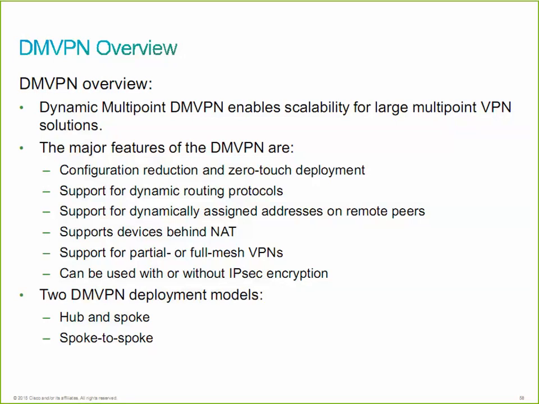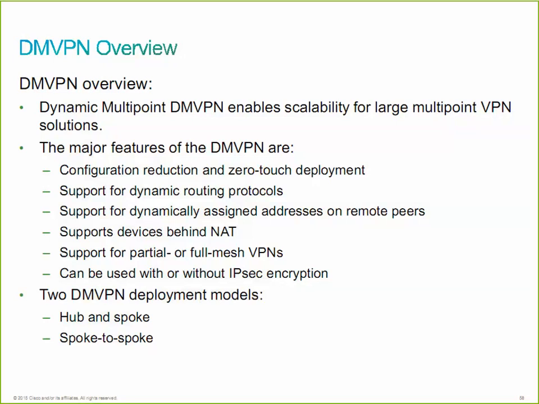A DMVPN with dynamic spoke-to-spoke tunnels also supports partial mesh and full mesh topologies for the VPN network. Fundamentally, it's still hub and spoke, right? So fundamentally, the overall architecture is hub and spoke. But in later phases of DMVPN, we introduced the ability for spoke-to-spoke communication. We can deploy, and we saw this on a previous slide, multiple mGRE interfaces in our environment. So we're creating this kind of partial mesh or full mesh topology.